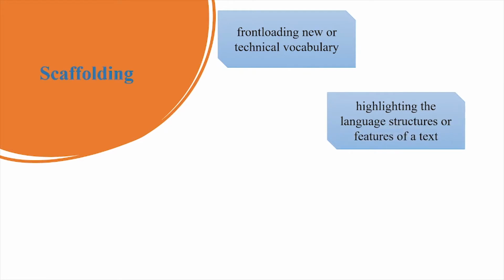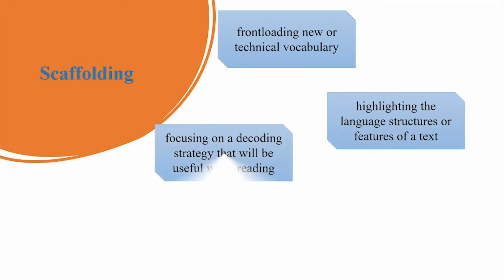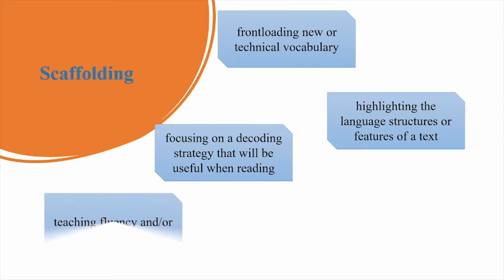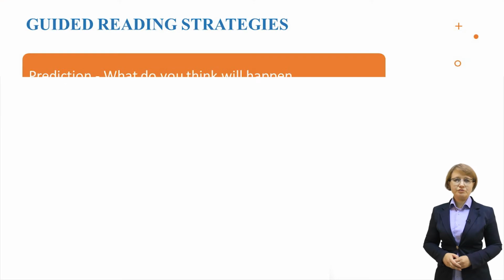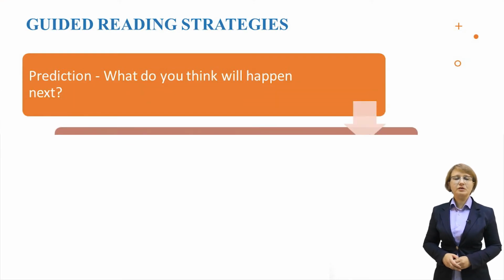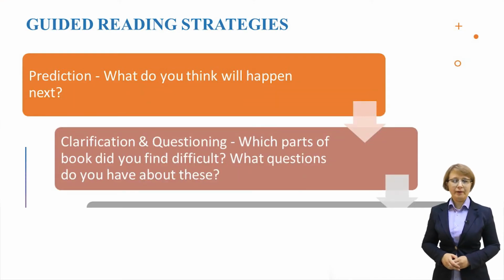Scaffolding consists of front-loading new or technical vocabulary, highlighting the language structures or features of a text, focusing on a decoding strategy that will be useful when reading, teaching fluency and or promoting the different levels of comprehension: literal, inferential or evaluative. Guided reading strategies are prediction, clarification and questioning, and summarizing.